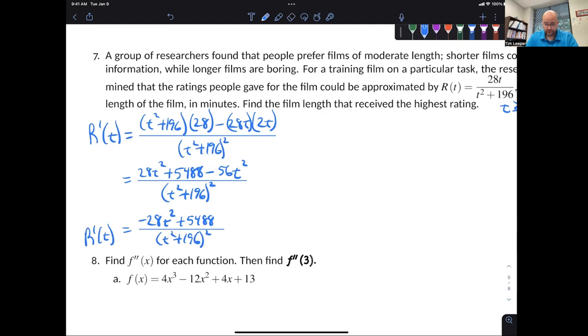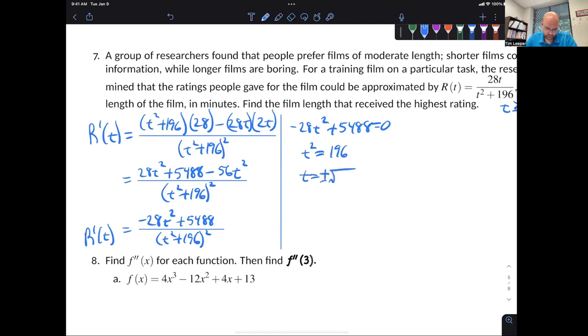So let's find critical numbers if we can. So we're going to have negative 28t² + 5488 is equal to 0. So subtract the 5488, divide by negative 28. It's going to give me t² is equal to 196. So use the square root property. So t is plus or minus the square root of 196, which gives me t is equal to plus or minus 14, I believe. Yeah. But the negative 14 means nothing. So only the t equals 14 there.